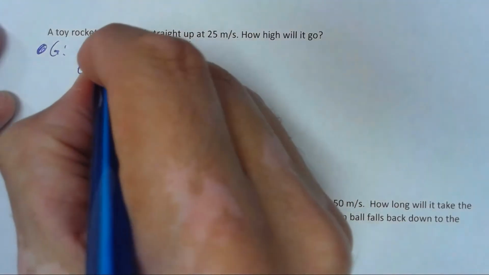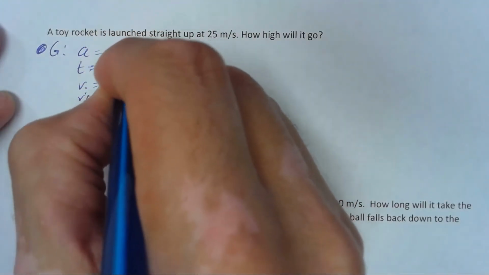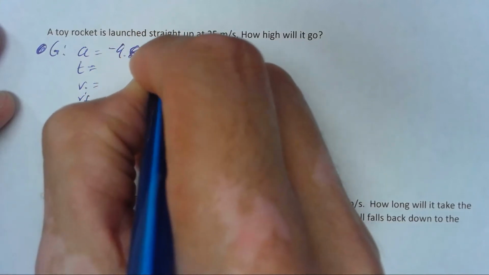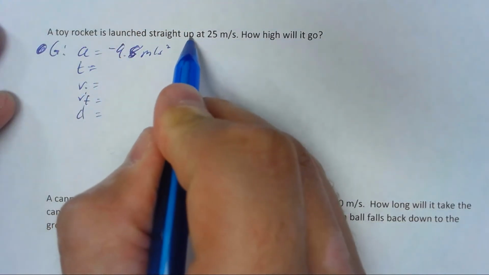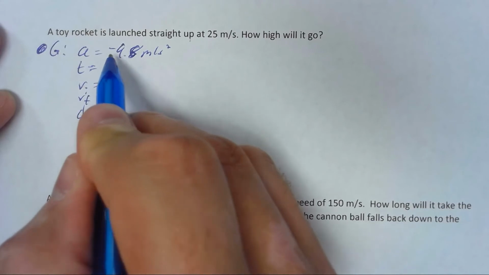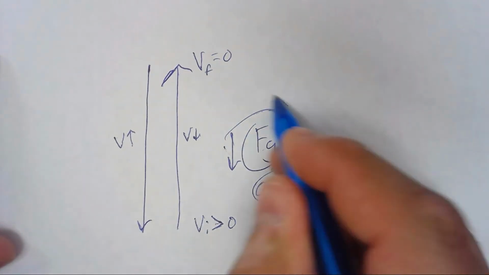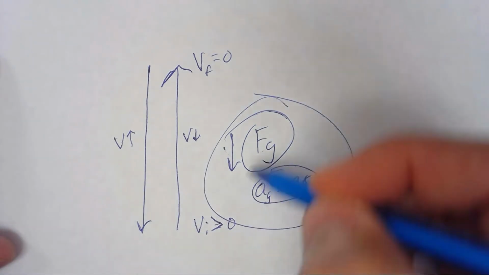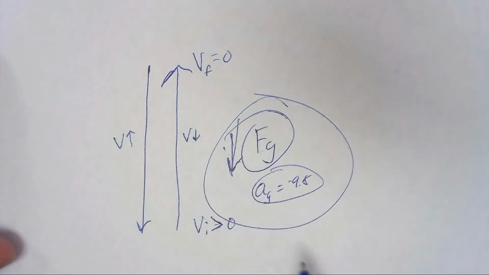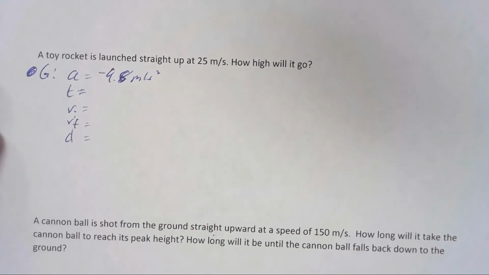A is negative 9.8. Some people get confused about this one because they go, wait, it's going up. Why is the A negative? The A is always negative 9.8 because that A has nothing to do with the direction of motion. It has everything to do with the direction of the force of gravity, which always pulls down. So this acceleration due to gravity is always negative 9.8 for a free fall, regardless of the direction of motion.